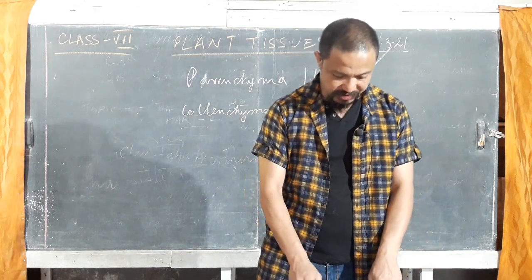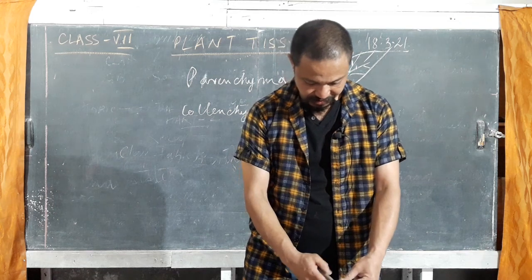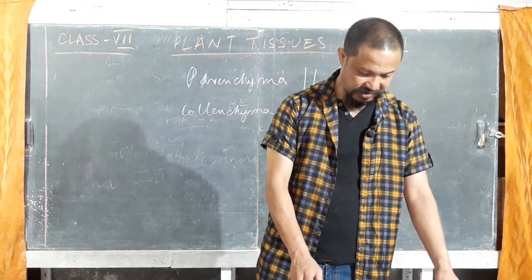So we'll stop there, children. The next topic we'll be covering, in the next video class, is complex permanent tissue, which consists of xylem and phloem.